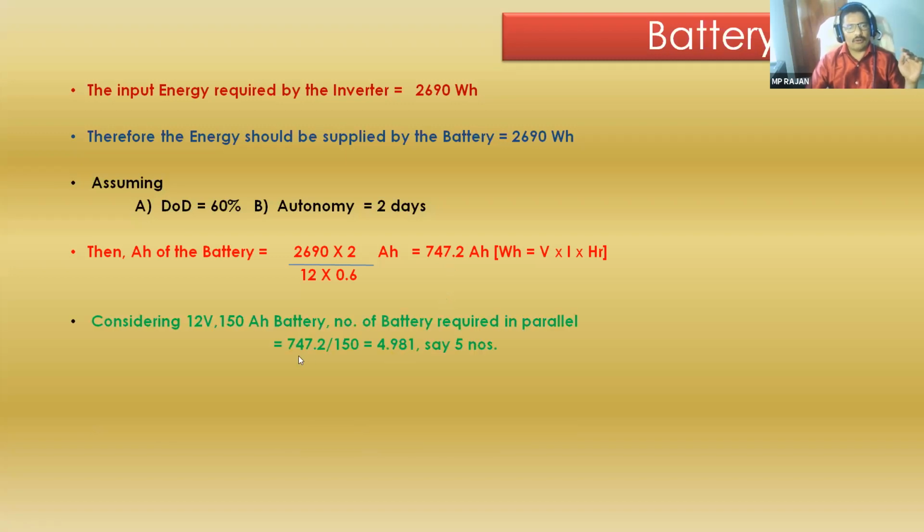Okay, so in the market you can see different types of batteries of different ratings: 12 volt 150 Ah, 12 volt 100 Ah, 12 volt 120 Ah. Okay, so let us consider 12 volt 150 Ah. Then total Ah requirement divided by 150, you will get 4.981, say 5 numbers.